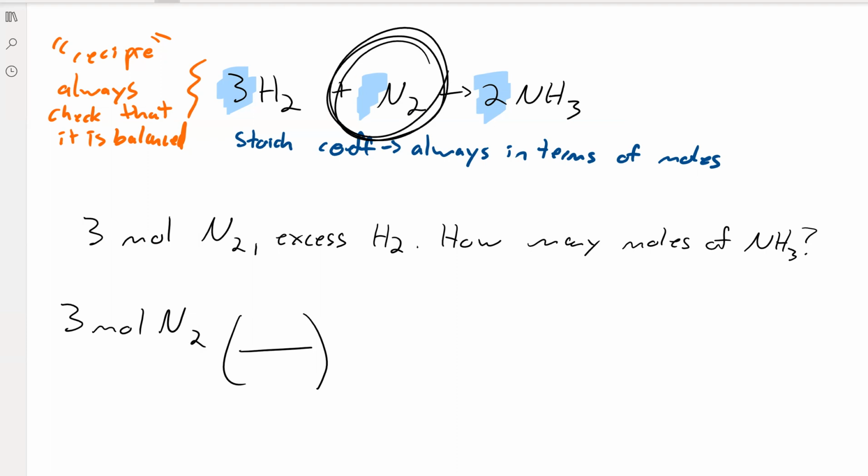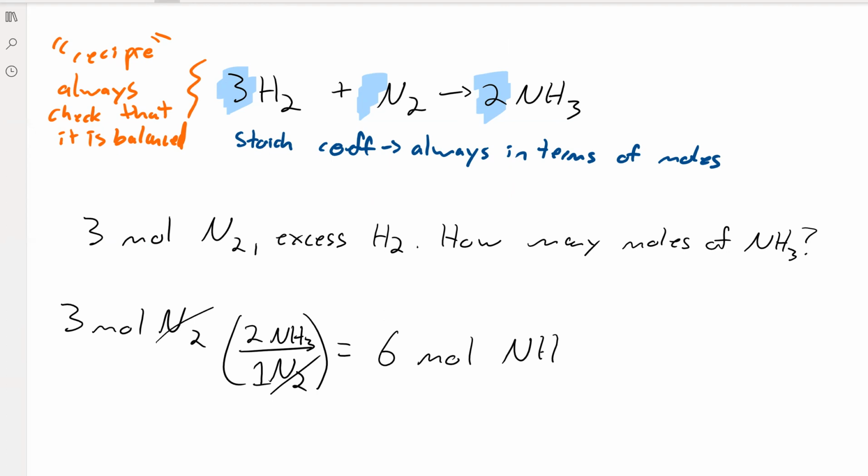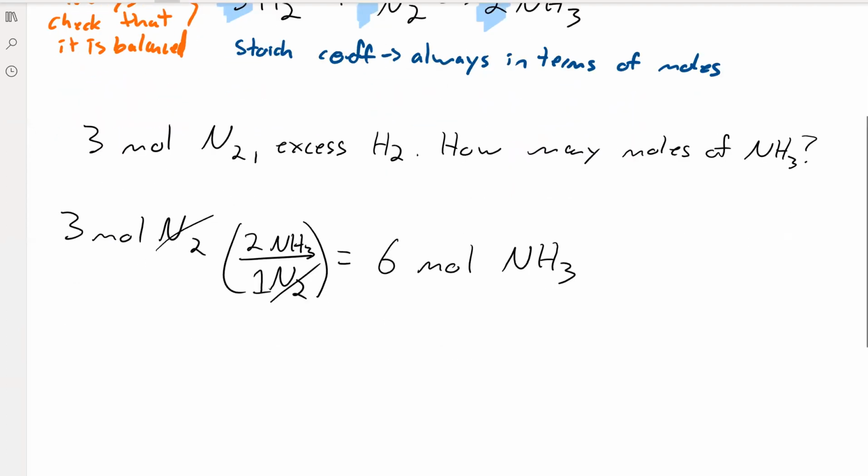Right in front of the N2, we see that there's nothing there, so it's just a 1. So N2 and N2 can cancel out. In this case, what we're interested in is the NH3. There's a 2 in front of it, so we're going to put 2 NH3. Do the math there, we can form 6 moles of NH3, right? You see, it's the same thing we did with the sandwiches, now just with compounds.